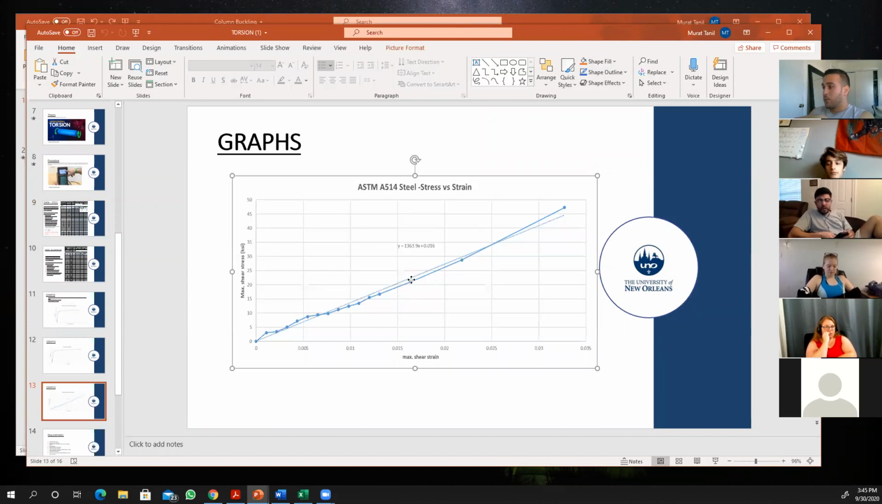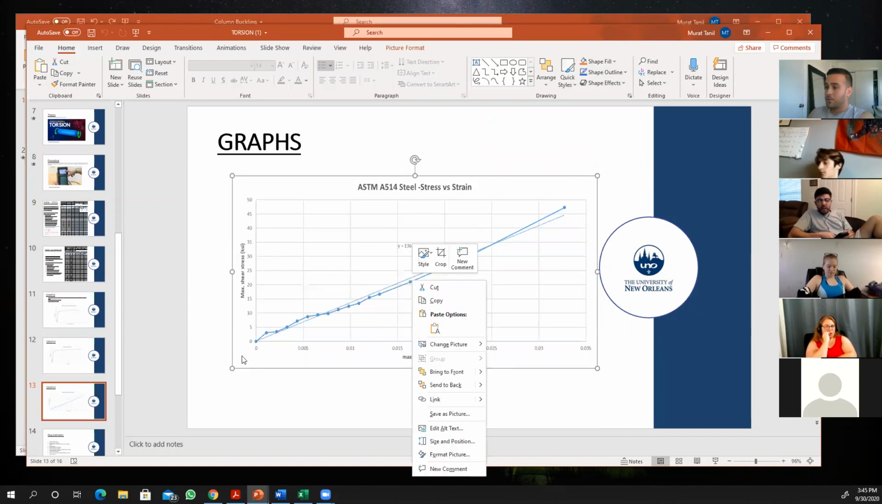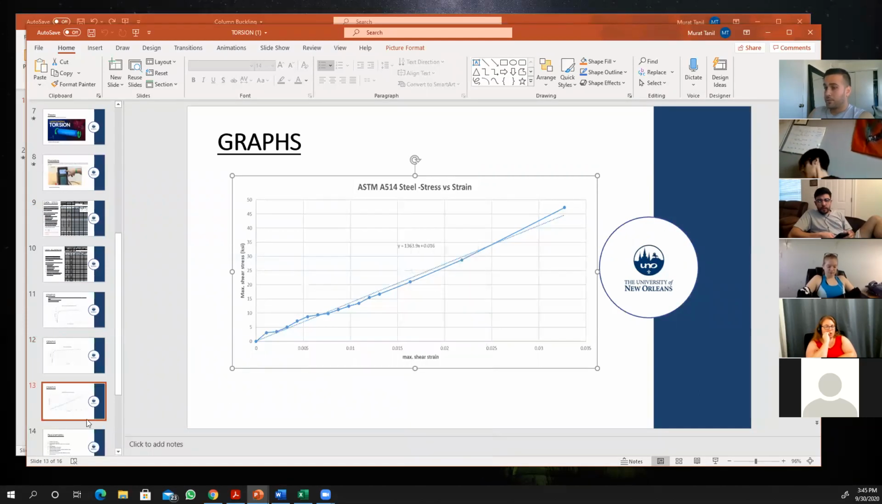So if you calculate the slope of this line, you can get it from the spreadsheet, Excel. It tells you what the slope of this line is. You can use either or.